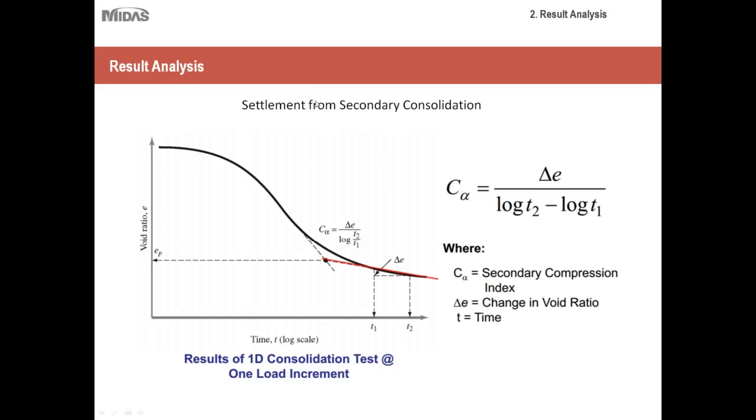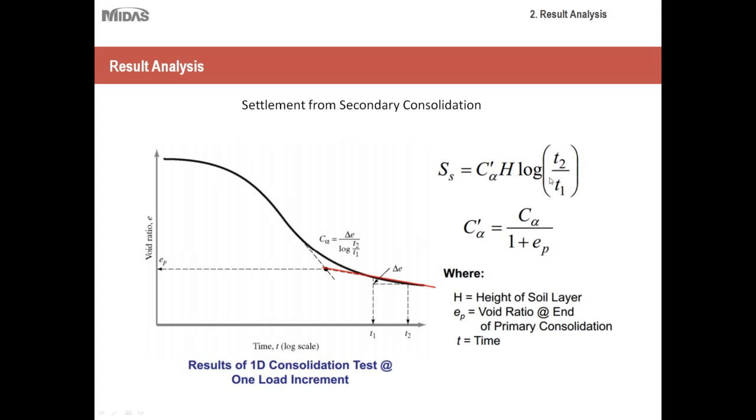Okay, so now let's talk about secondary consolidation. In order to get secondary consolidation, it's fairly simple. You have your void ratio versus time on a logarithmic scale. Then you use this empirical equation to get your secondary compression index, and plug it into this formula. As you can see, there are t1 and t2, which is where your slope starts to level off. That's usually where you'd get those two points.